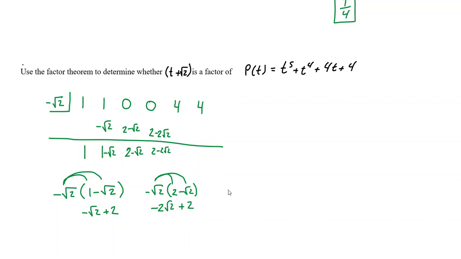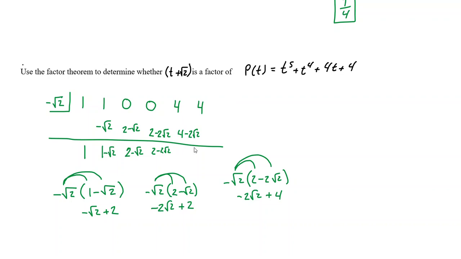And now I have to multiply it by the negative square root of 2 again. Negative square root 2 times 2 minus 2 square root 2. All right, distribute. Negative square root 2 times 2 is negative 2 square root 2. Negative square root 2 times negative 2 square root 2. Well, let's see. Negative times a negative is positive. Square root 2 times square root 2 is 2 times another 2. That's a 4. And so I have 4 minus 2 square root 2.